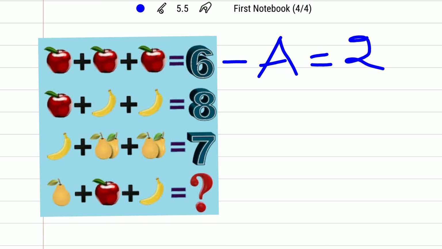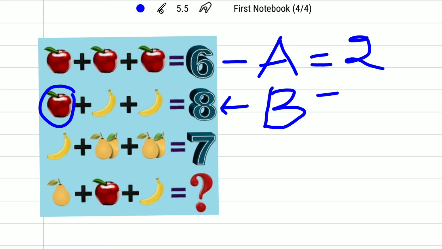Go for the second row. This is the row here. So there is apple plus 2 bananas. That is apple plus banana, which is equal to 8. So that means we know the value of apple already, which is 2. So 8 minus 2, which gives 6. So there are 2 bananas here. So 6 by 2 will give 3. So let me call that the second type of fruit, which is B, which is equal to 3.